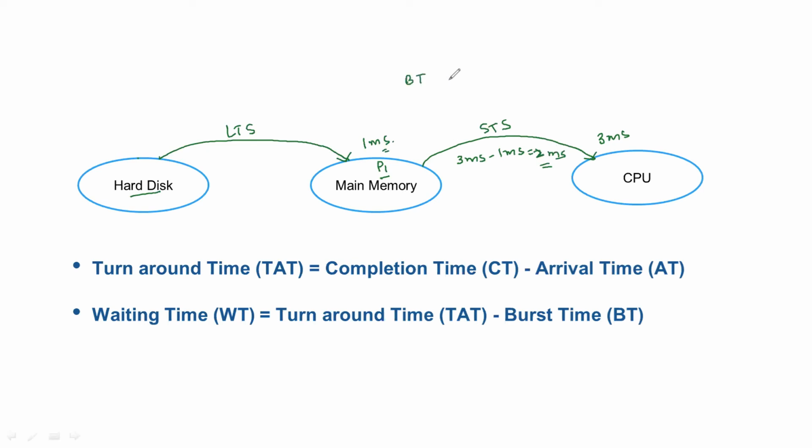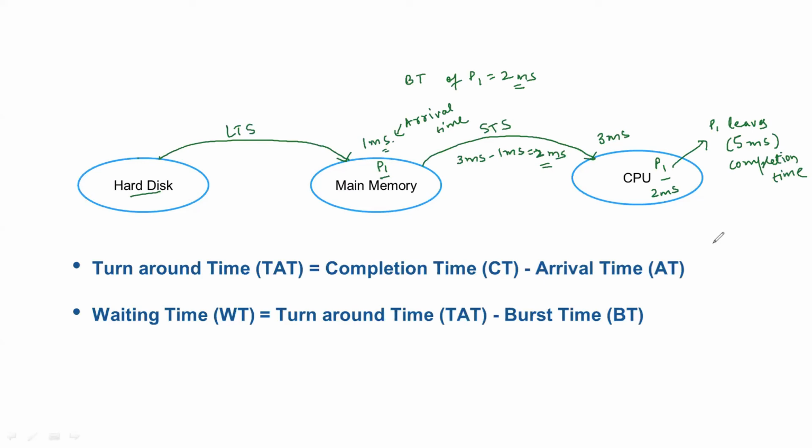It is given that the burst time of P1 is 2 milliseconds, that is, it needs 2 milliseconds of CPU for its completion. So the CPU gave it 2 milliseconds. At 3 milliseconds, it arrives in the CPU, and 3 plus 2 becomes 5, so it completes its execution at 5 milliseconds. 1 millisecond is the arrival time and 5 milliseconds is the completion time.